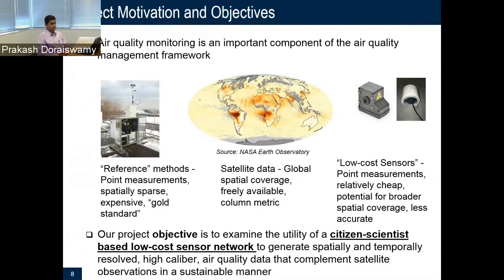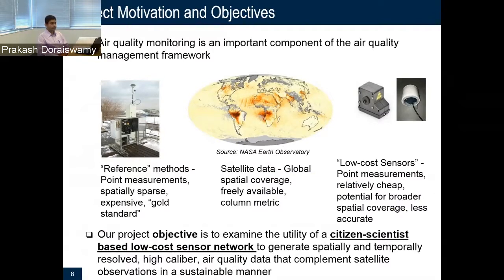And on the very right here, we have the low-cost sensors, which have been increasing exponentially in the market in recent years. So these are also point measurements, but they are relatively cheap compared to the reference methods, and therefore there's a potential for broader spatial coverage. However, the downside is that they are less accurate compared to these reference methods.